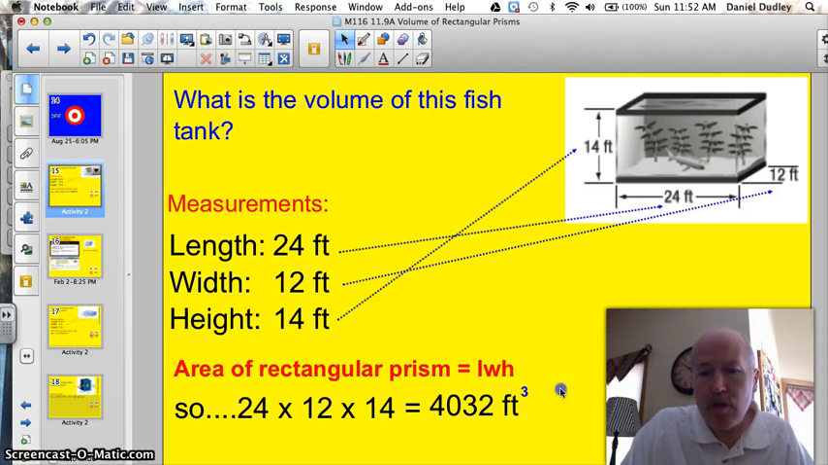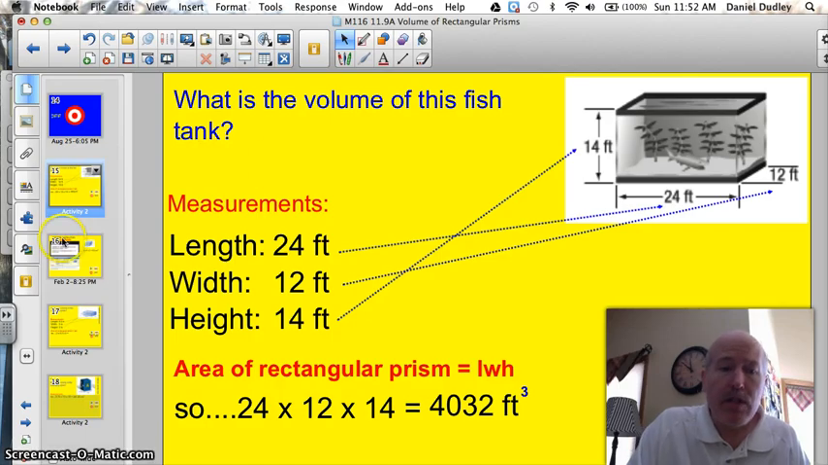4,032 feet cubed. If you're trying to figure out whether it's squared or cubed, you've got three measurements here: 1, 2, 3. So it's feet cubed, centimeters cubed, whatever it is. For each dimension you have, you add an exponent. So if there's just two, like if you were just trying to find the base of this, it would be 24 times 12. There's two measurements there, so that would be squared. Two measurements, an exponent of 2, or a square.